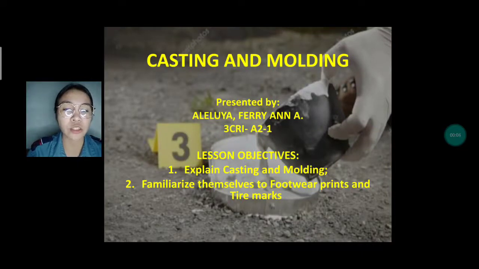So we are now at lesson 16, which we are going to talk about in this video. Our topic for today is casting and molding, and we are going to start with the lesson objectives that we need to learn and understand at the end of this video. Explain casting and molding and familiarize themselves with footwear prints and tire marks.